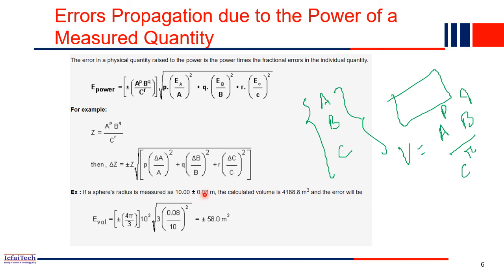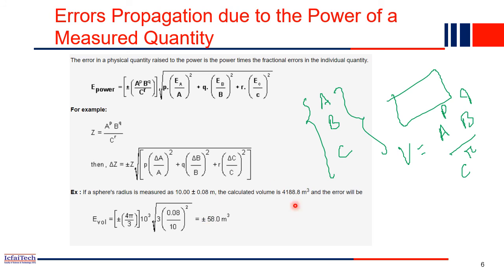So 0.08 meter is the error in the radius measurement, but what will be the error in the volume measurement? The same formula applies here, we have to use the cube formula, right? So plus minus pi by 4 pi by 3 into 10 cube, root square 3. Why? Because here it is cube, right? That's why 3 is multiplied by the error in the radius reading, which is 0.08, divided by the original value 10 square.